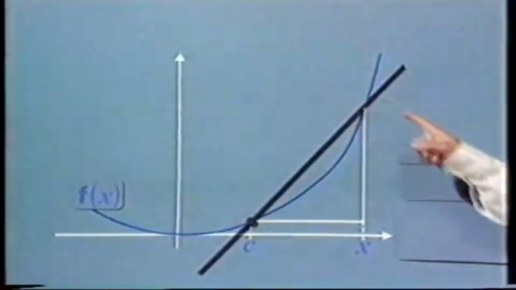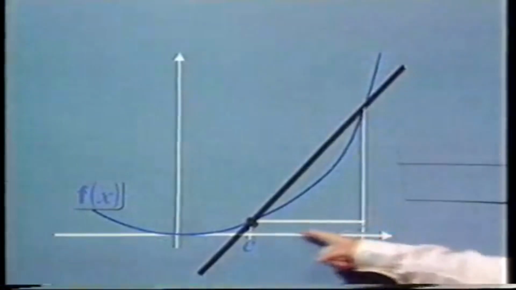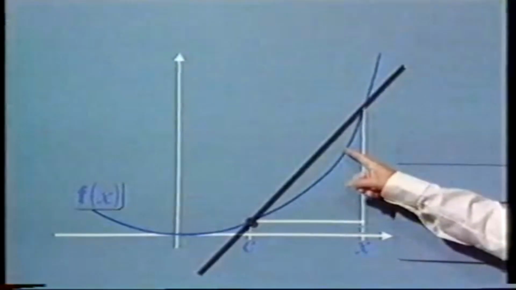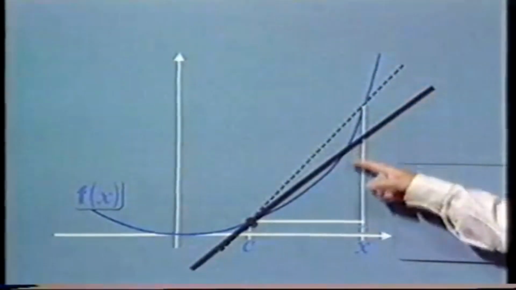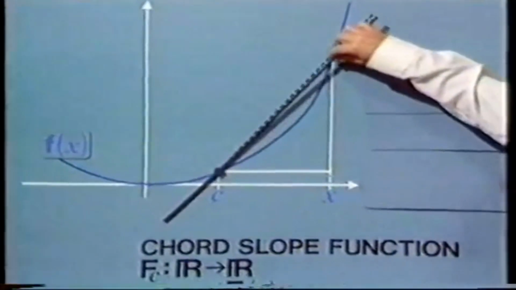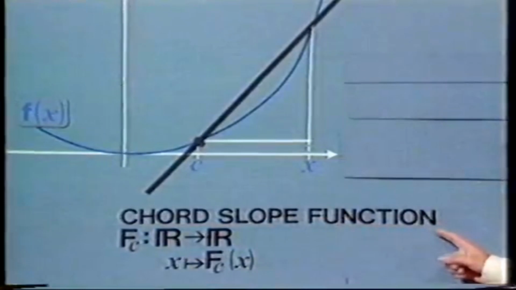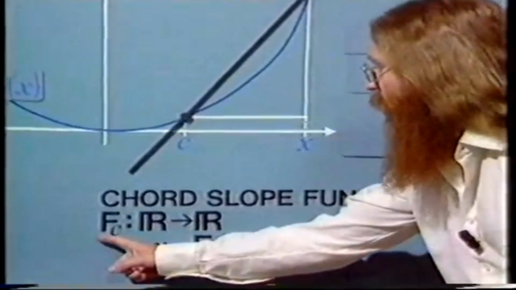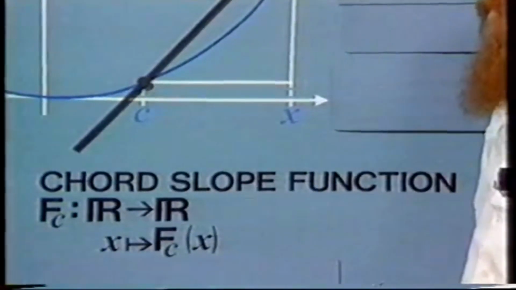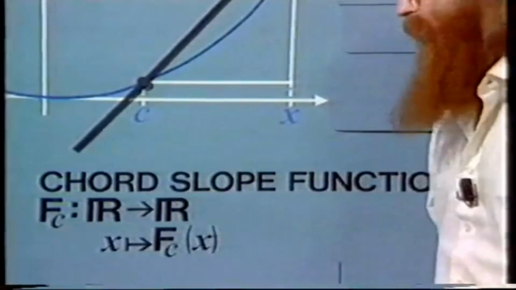Well, let's look in a little bit more detail at Tim's chord slope function. Here's another point on the graph corresponding to x. Here's the chord through the 2 points, and its slope is given by this height divided by this length. Well, as we vary x, we vary the corresponding point on the graph and the corresponding chord and its slope. So we get a function, and for each x, it gives the slope of the corresponding chord. So, naturally enough, we call this the chord slope function. And we write it like this, capital F subscript C. The subscript C tells us where the fixed pivot point is. For instance, if we pivoted at the point corresponding to 0, we'd write capital F subscript 0.